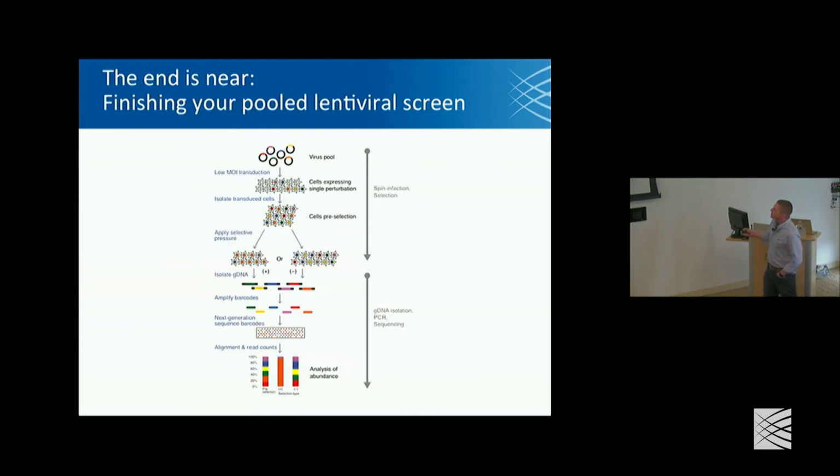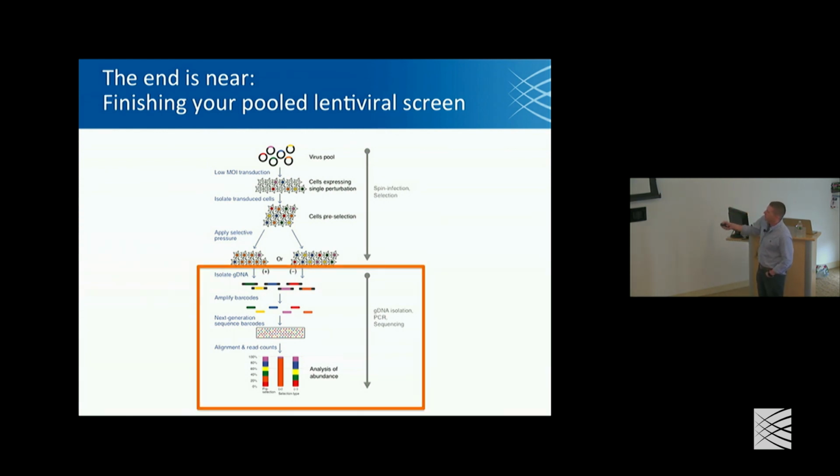Okay, so you've gone through the process of taking your virus, infecting cells. You've done the screen, whether positive or negative selection. And now we're going to focus on this part, which is isolating the genomic DNA from the cells you've screened. We're going to amplify out barcodes. So I'll use the term barcode or element or guide RNA. Those are all synonymous when I'm talking about this topic. So we're going to amplify those out of the genomic DNA you've harvested. We're going to perform next-gen sequencing, and then we're going to extract the barcodes, align the reads, and see how your screen went.